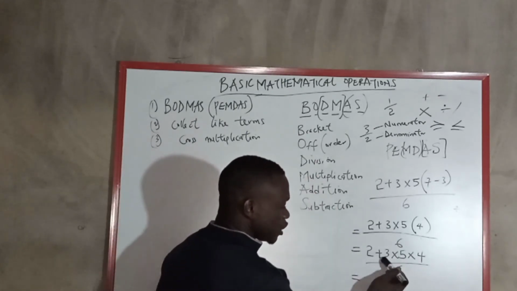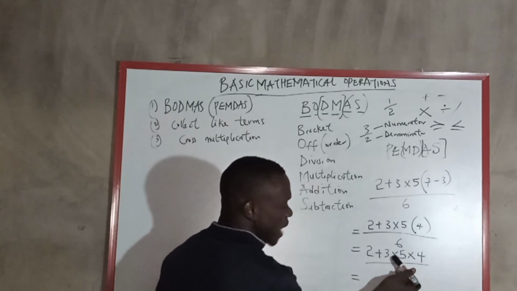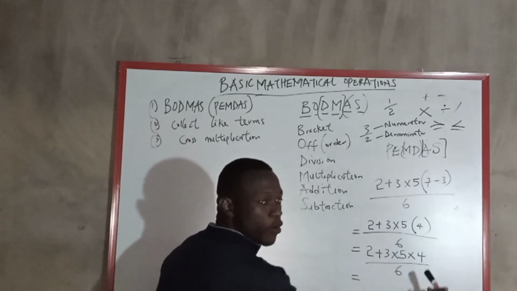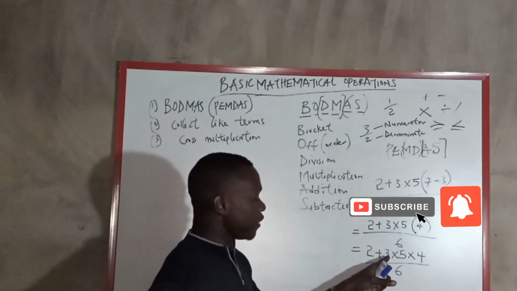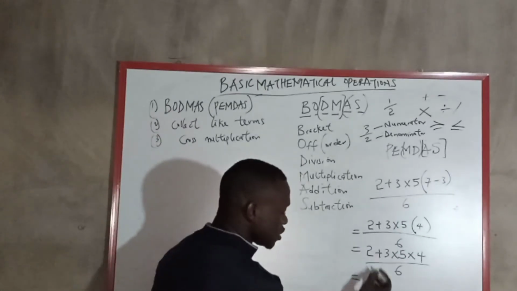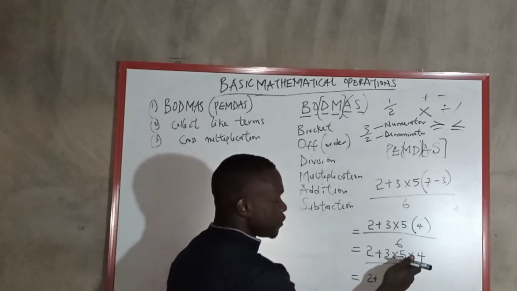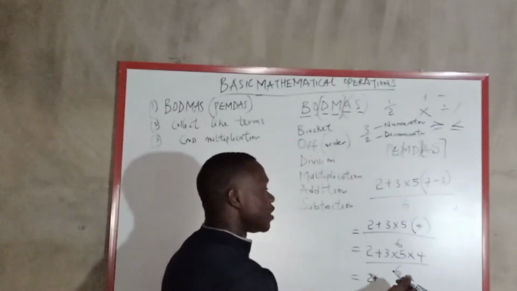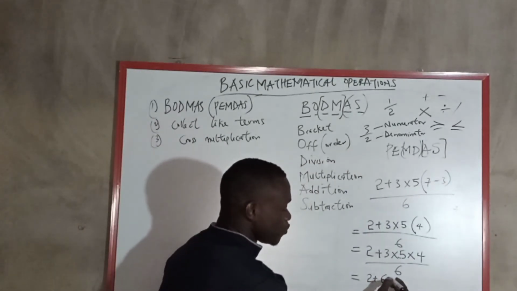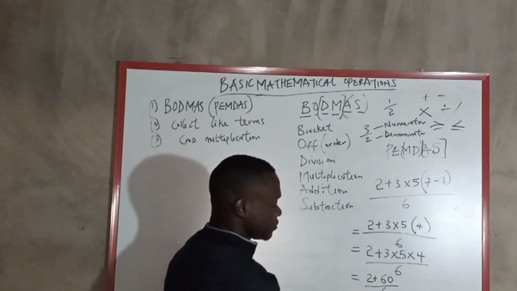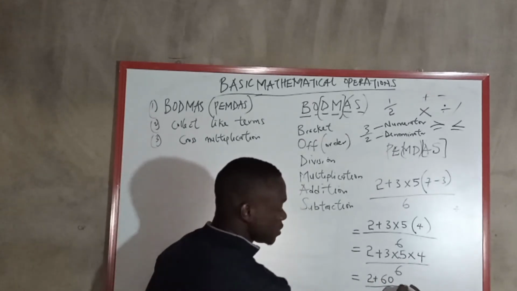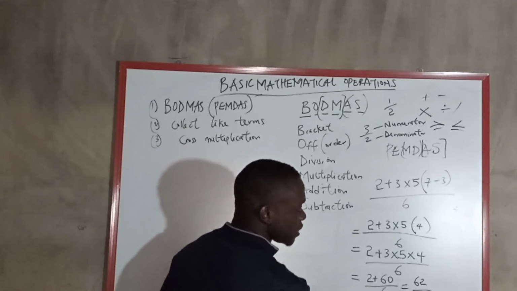We're having multiplication here. This is 3 times 5, then 5 times 4 is the multiplication. Not just 5 times 4, we also have 3 times 5. So we bring down this 2 plus here. 3 times 5 will give us what? 15. 15 times 4 will give us what? 60. To have 2 plus 60 over 6. Now what is 2 plus 60? We have it as 62 over 6.